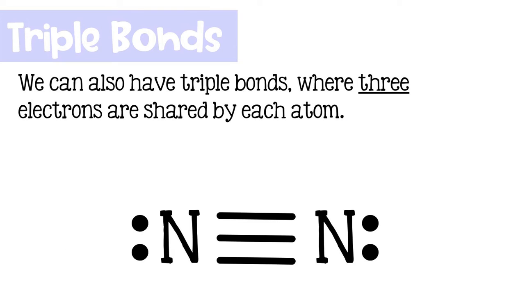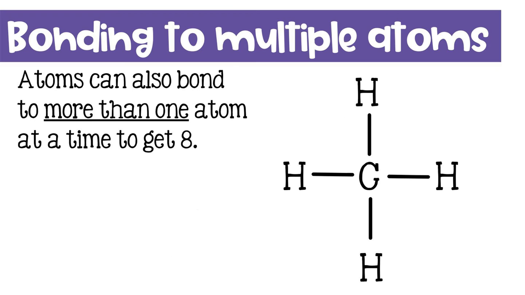Now, you might be asking, can we have 3 bonds? Well, yeah, you can. You can have a triple bond where 3 pairs of electrons are shared between the same 2 atoms. So that means each atom's going to have to contribute 3 different electrons to the sharing. Nitrogen gas is a good example of this.